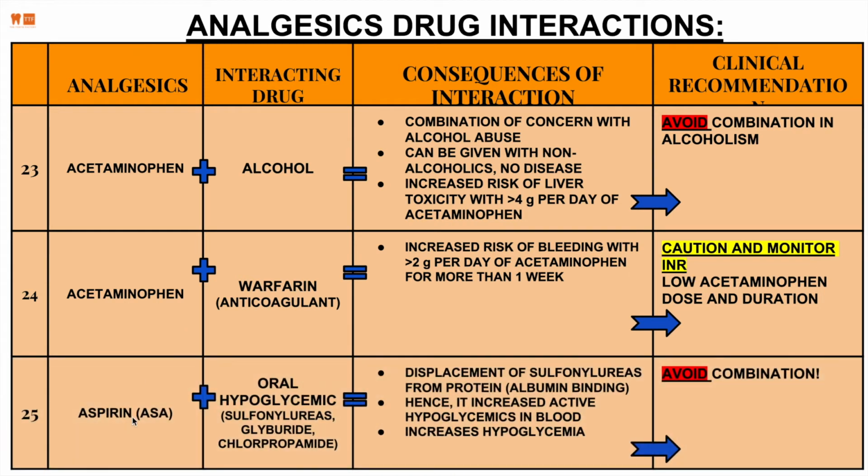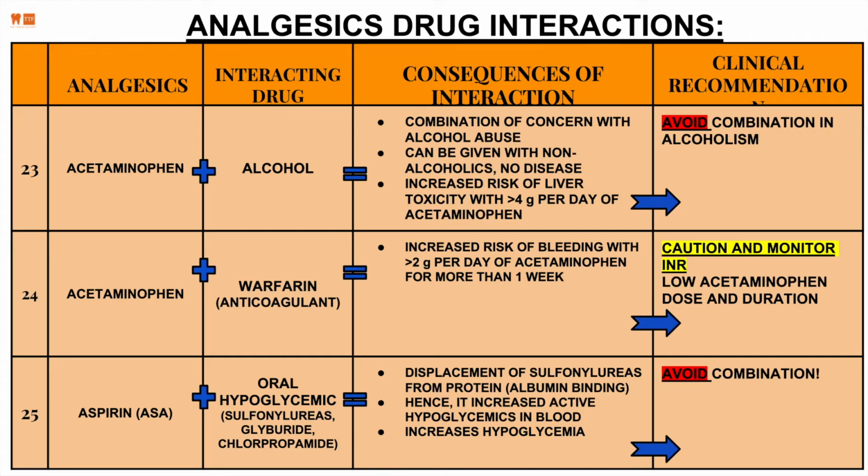Okay, drug 25, aspirin, also an analgesic, also known as ASA, acetylsalicylic acid, when mixed with oral hypoglycemics such as sulfonylureas, glyburide, chlorpropamide. All of these will lead to displacement of sulfonylureas from protein albumin binding. Hence, it increases active hypoglycemics in the blood, leading to increased hypoglycemia, and we avoid the combination. Now, what does all of that mean? So, I'll explain that in just a second here.